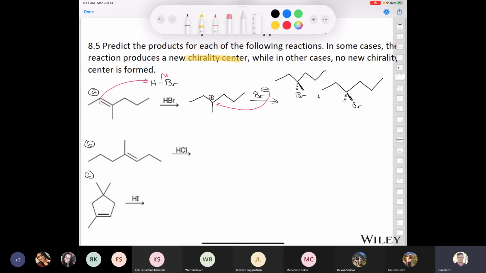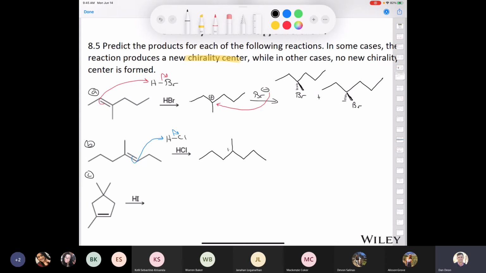Okay, let's try the next one. We have HCl. The first step is going to be proton transfer. The rich are going to get richer. So let's draw the carbocation. It's going to look like this.